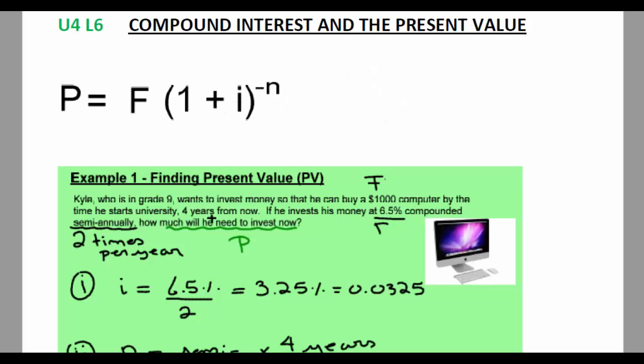This takes us right into our next lesson, where now we are aware of what the future amount we need is, and we want to know what we have presently. And here the exponent's negative. That's because this is an example of exponential decay. It's the opposite of earlier where it was exponential growth. The negative exponent makes this exponential decay.